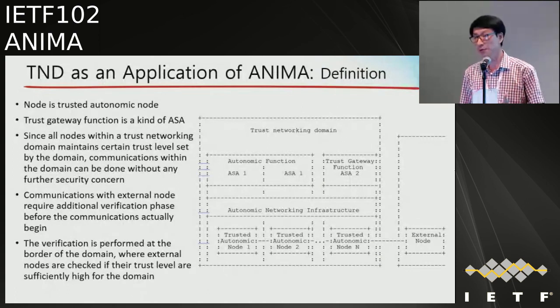We define this trust networking domain as an application of ANIMA. The subfunction capabilities defined in the trust networking domain are a set of ASAs. So it has a trust gateway function, which is also a kind of ASA. Since all nodes within the trust networking domain maintain a certain trust level set by the domain, communications within the domain can be done without any further security concern. Communications with an external node, however, require an additional verification phase before the communications actually begin. The verification is performed at the border of the domain, where the external nodes are checked to see if their trust level is sufficiently high for the domain. Next, please.